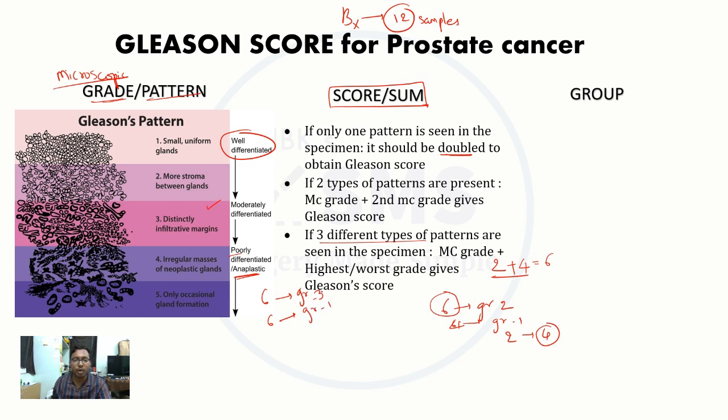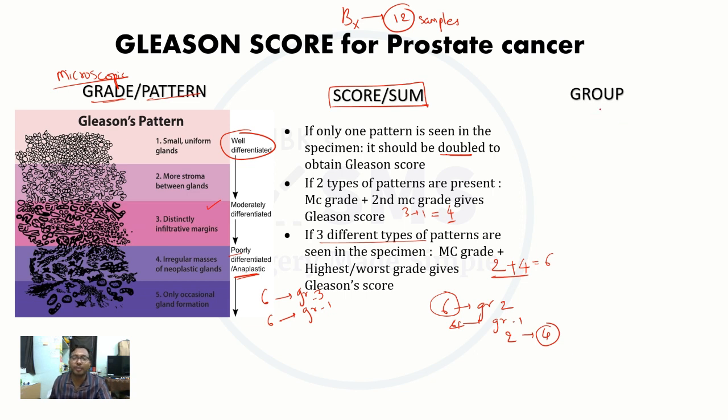Now, if you have only two types of grades or two types of patterns that you are seeing, obviously you have to just add these two. So you just add 3 plus 1 here in this case. That will give our Gleason's score, which is also called Gleason's sum. Okay, all right. So this you need to remember.